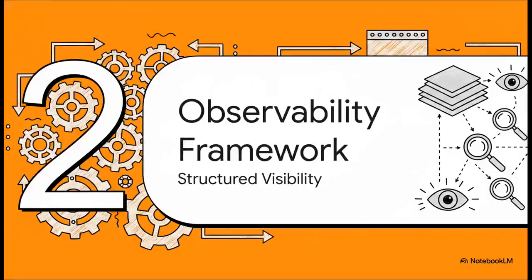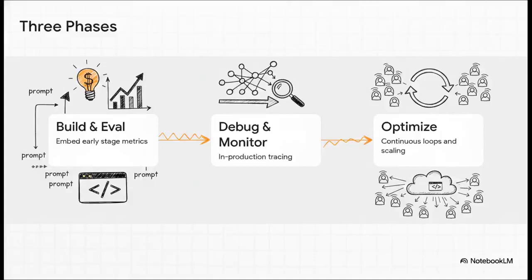Moving right along to Section 2, the observability framework. You've got to build observability across 3 distinct, overlapping phases. And this is crucial. It is not something you just tack on right before launch. Bolting observability on after deployment is a guaranteed recipe for massive blind spots. In Phase 1, build and evaluate, you have to embed metrics from the very first prompt you write. You need to assess your baseline quality before you ever touch production.